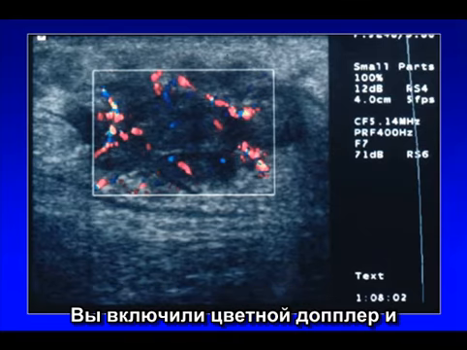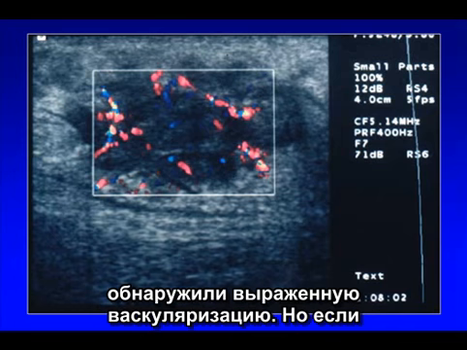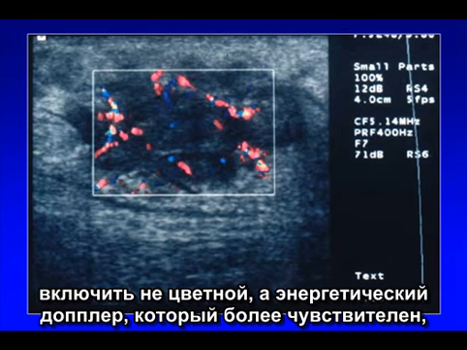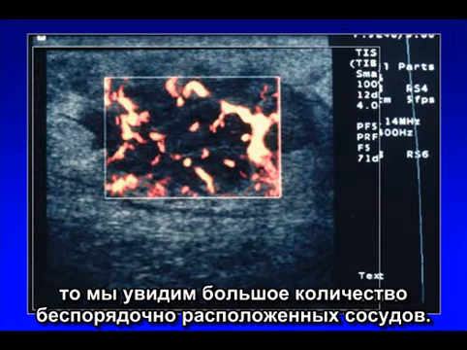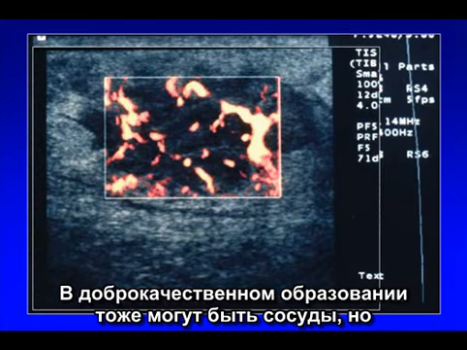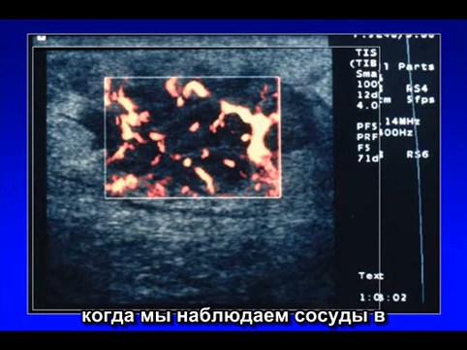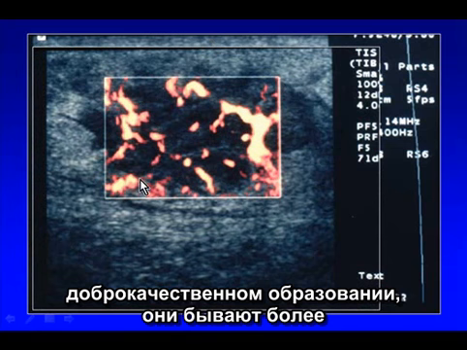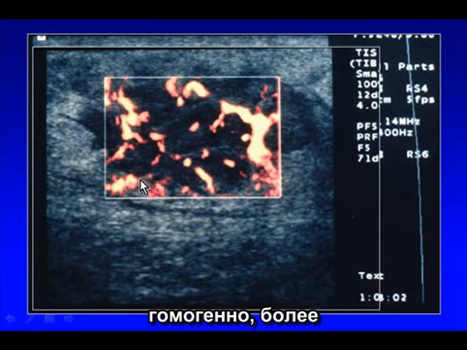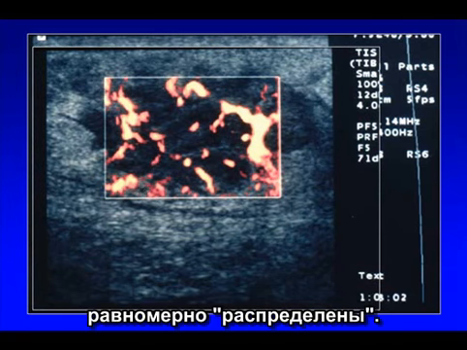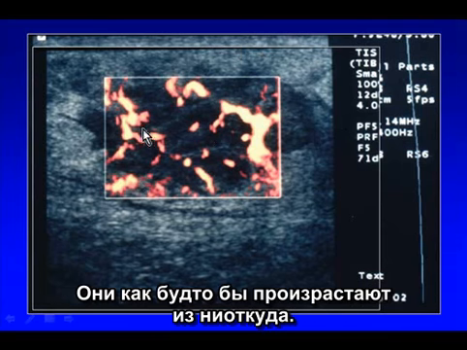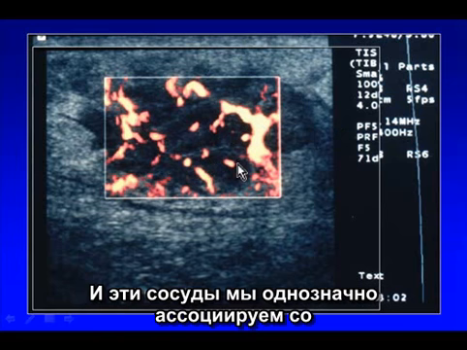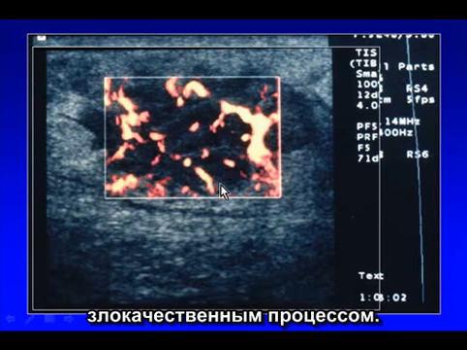We put on the color Doppler, and there was a lot of vascularity within it. In fact, putting the power Doppler on, which was somewhat more sensitive, really showed a lot of irregular vessels. Now, benign lesions can have vessels within them too, but whenever we see vessels in a benign lesion, they tend to have a more homogeneous and monotonous branching pattern. These vessels are very squiggly. They kind of come and go from nowhere and really have what we associate with a malignant process.